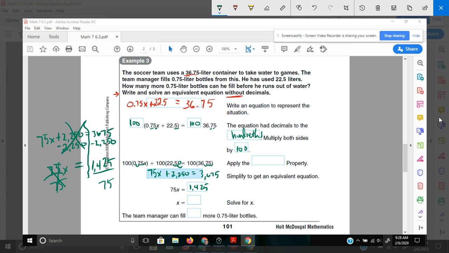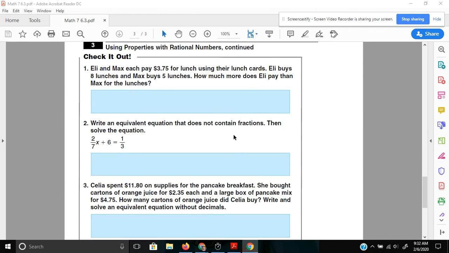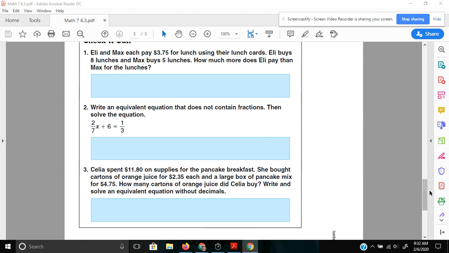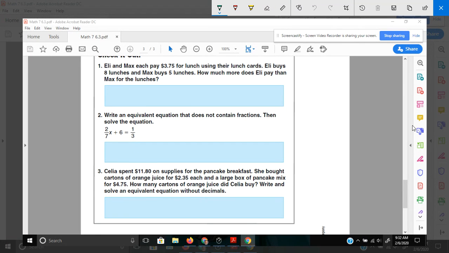And 75 goes into 1,425, if you want to use a calculator here, that's fine by me, 19 times. So the team manager can fill 19 more 3/4 liter bottles. All right, that does it for the examples today. If you would, please pause the video now. Try the 3 check it out problems on your own, and then come back to see if you got them right.